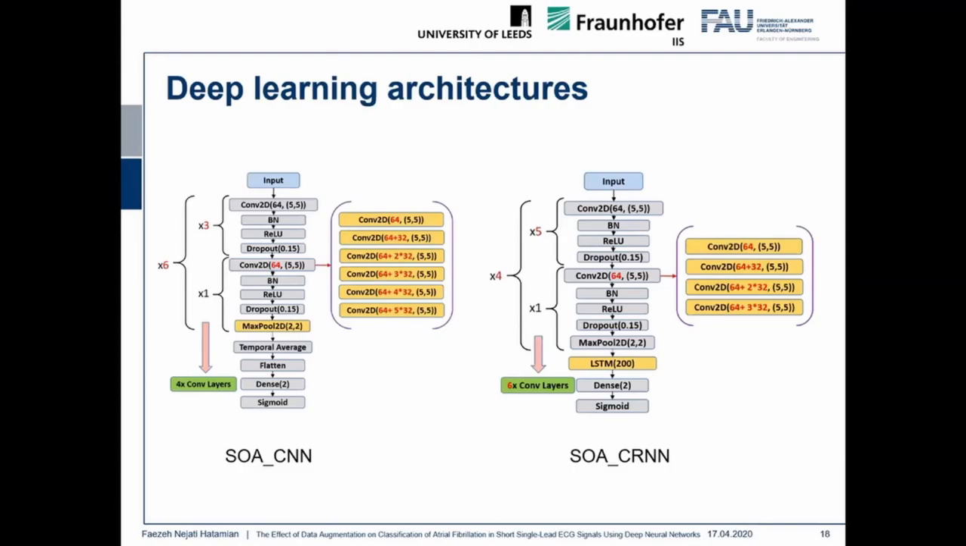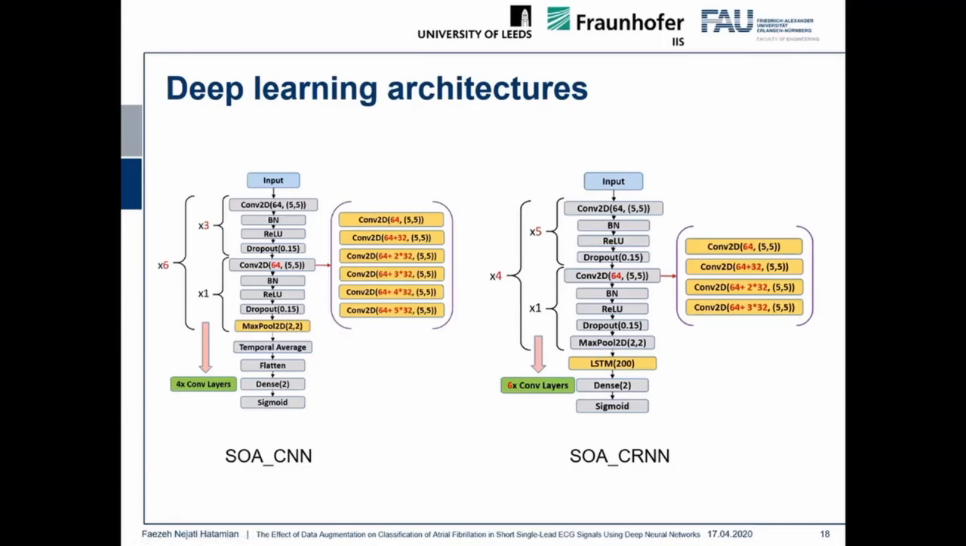For our classification architectures, we followed one of the leading deep learning based works in the PhysioNet Challenge 2017 by Zihlmann and others for the evaluation purposes. Basically, they proposed two different architectures, and in both architectures, a 2D spectrogram is used as the input. The CNN on the left includes 6 convolutional blocks. Each block consists of 6 sub-blocks with a convolutional layer with 5x5 kernel size, then a batch normalization followed by a ReLU activation and a dropout layer. The last sub-block contains a max pooling layer.